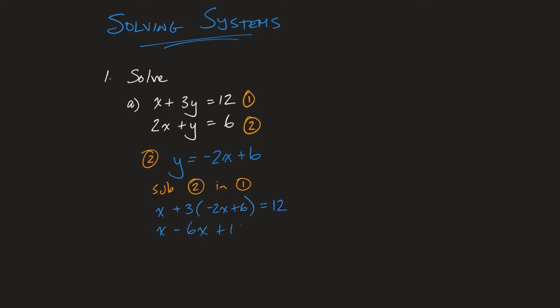Expand in your 3. I get a negative 5x is going to equal negative 6, and I get x being 6/5. So hopefully not too bad.